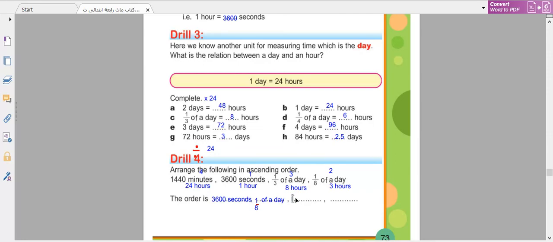After it, third. That's how we solve the ascending order of time.